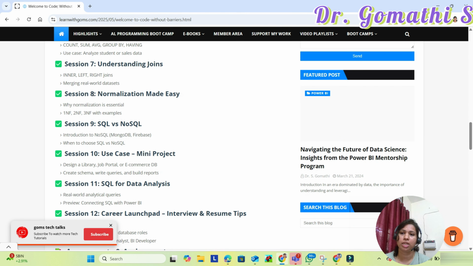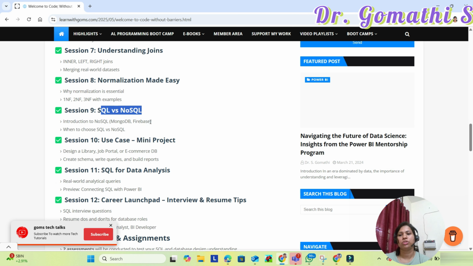Session seven is understanding joins, because this is very important: how you will create an inner join, left join, right join, the types of joins, and then you will apply these to a real-world data set. Session 8 will be normalization, the first three normal forms. And then session 9 will be SQL versus NoSQL.